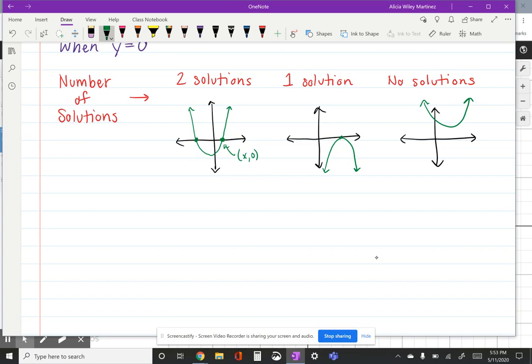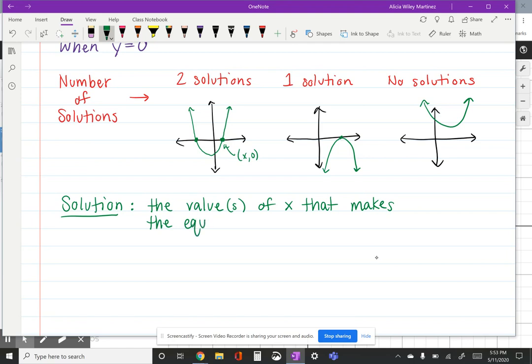So remember that a solution to an equation, even if it's a quadratic equation, will always be the value, or you can say values, of x that makes the equation true.